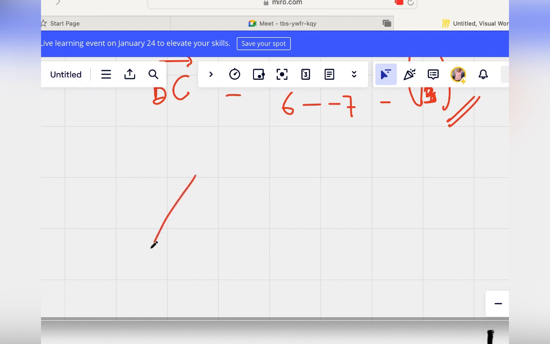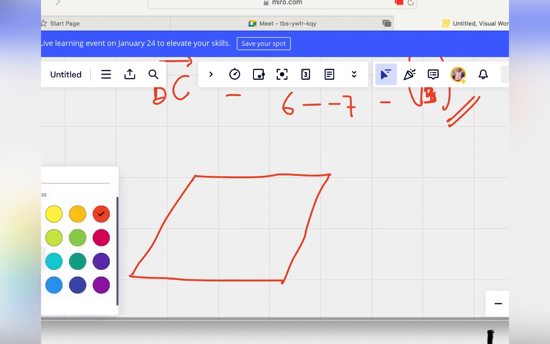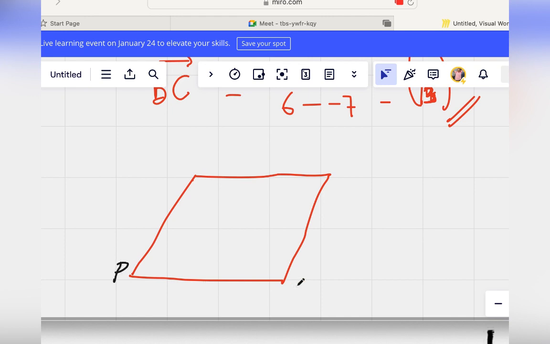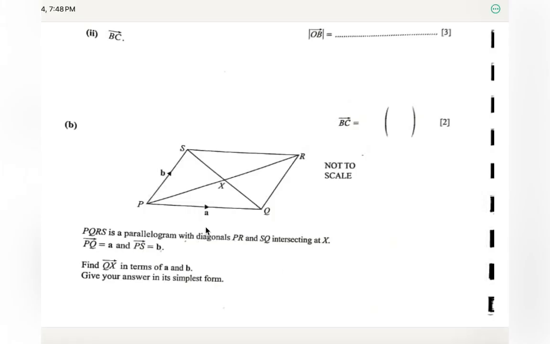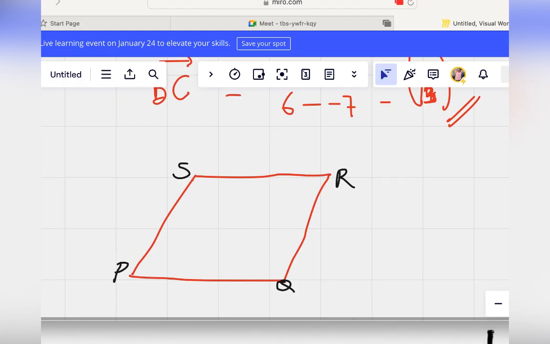Question. Okay. PQRS. Okay, let's see the details of the parallelogram. PQRS. Okay, we have a diagonal and they meet at X. And this vector goes this way, this one goes this way. A diagonal and a diagonal which create X. So there's a diagonal here. And there's a diagonal here. And they meet at X. They call here X.